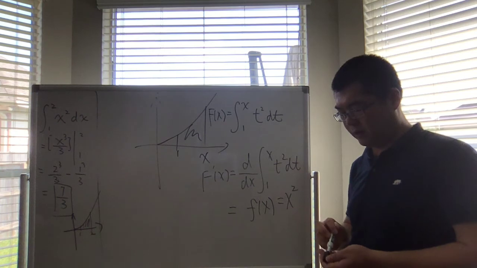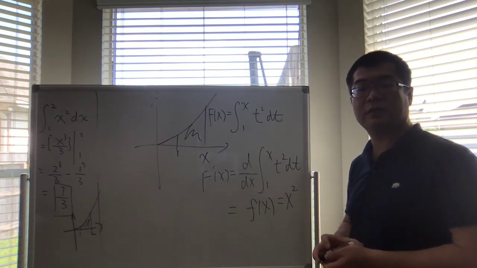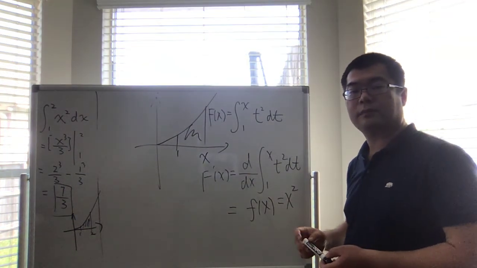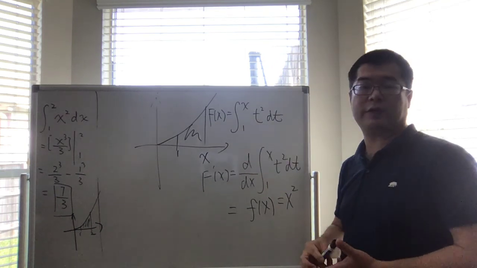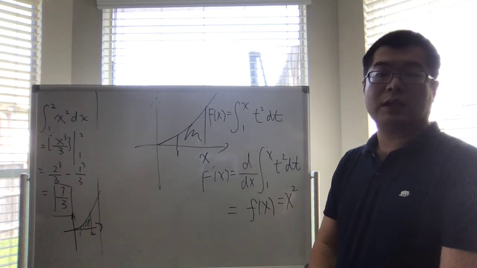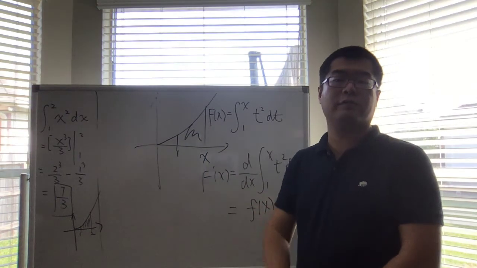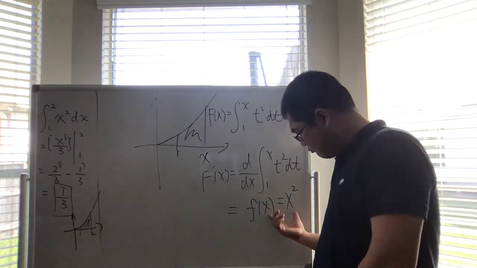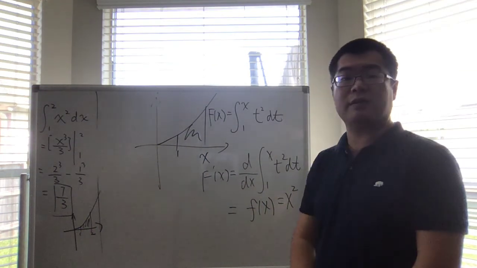So right now everything links together, right? This is an expression for the antiderivative function, and then the derivative of that antiderivative function, which is calculated in this way, okay?